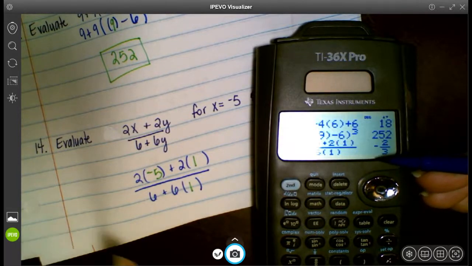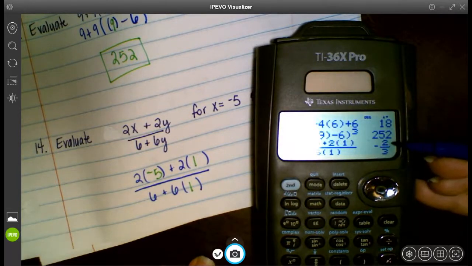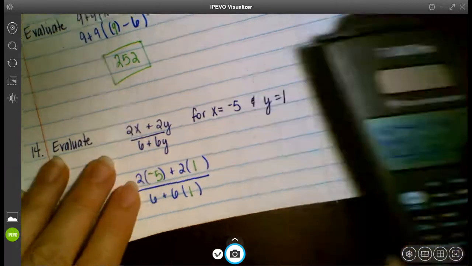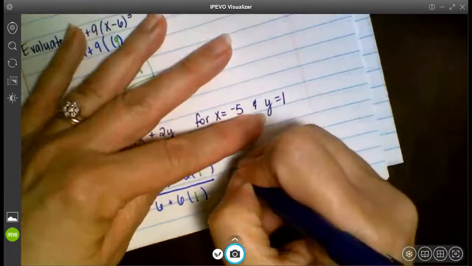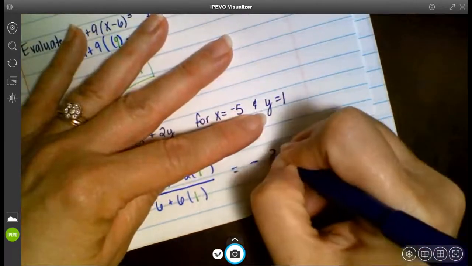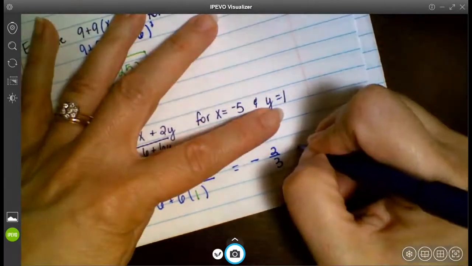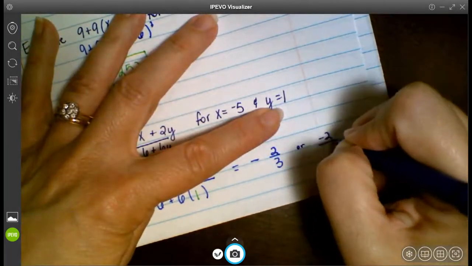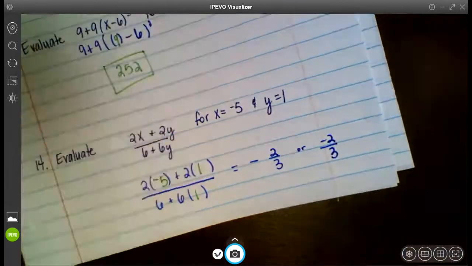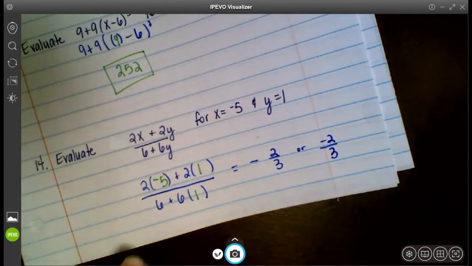Now when you enter this fraction in My Math Lab, you can enter that negative in front of the whole fraction or with the 2 in the numerator. So this answer can be entered as -2/3 or -2/3. That negative can go in front of the whole fraction or just in front of the numerator.